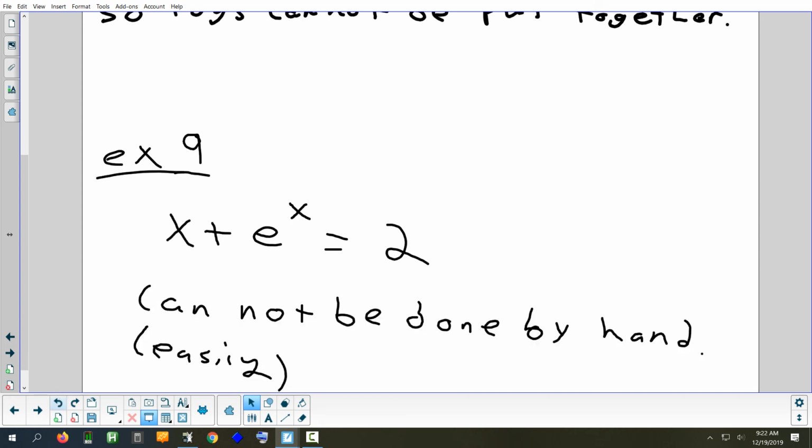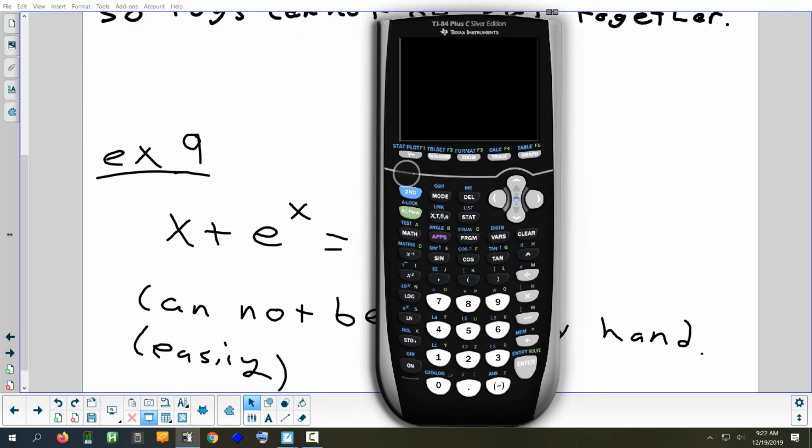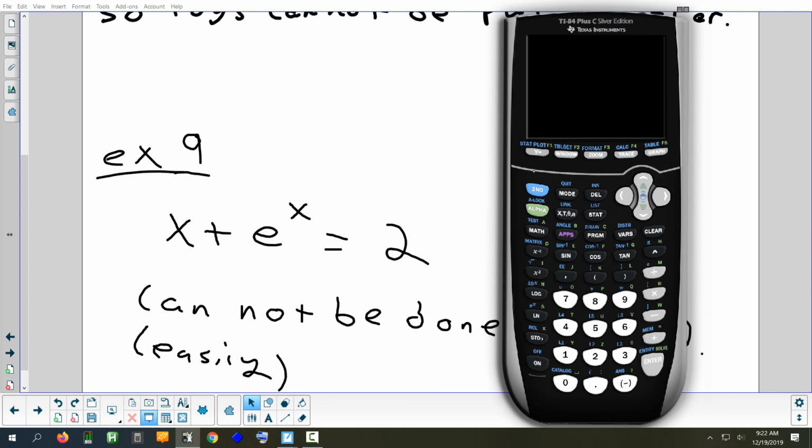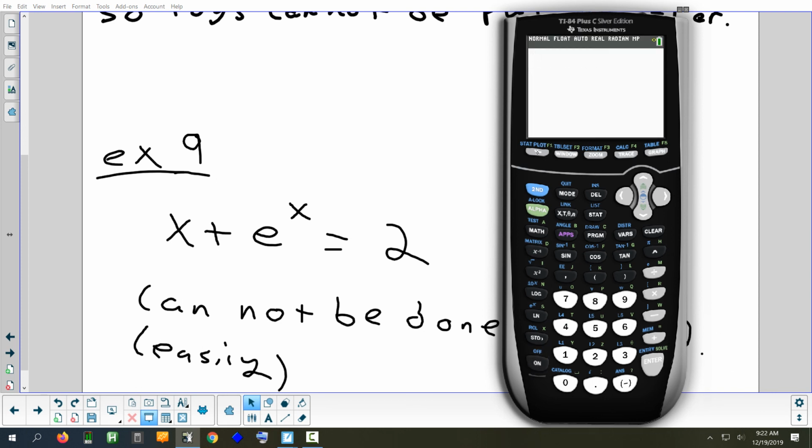So this is not a problem that you can do algebraically. I'm not sure of any way to get x by itself there. So one thing we can do when you can't solve something algebraically is look at a different way to solve it. For this, I just want to show you that there are other ways to solve log equations besides just using the properties in algebra.